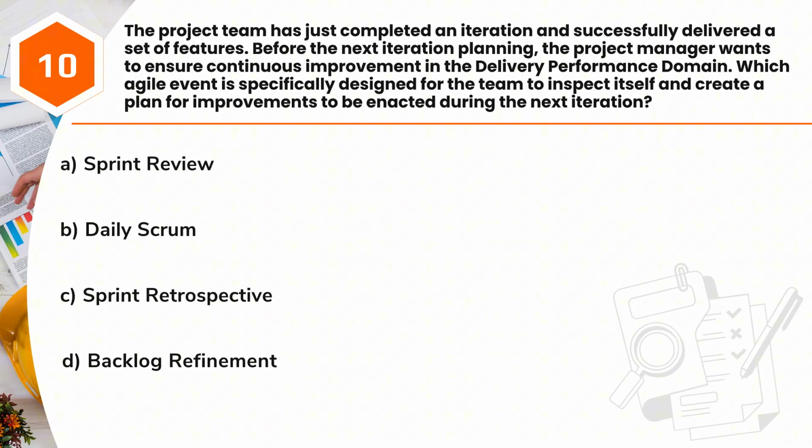Question 10. The project team has just completed an iteration and successfully delivered a set of features. Before the next iteration planning, the project manager wants to ensure continuous improvement in the delivery performance domain. Which Agile event is specifically designed for the team to inspect itself and create a plan for improvements to be enacted during the next iteration? A. Sprint Review. B. Daily Scrum. C. Sprint Retrospective. D. Backlog Refinement.